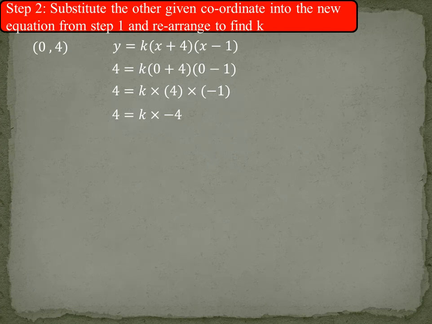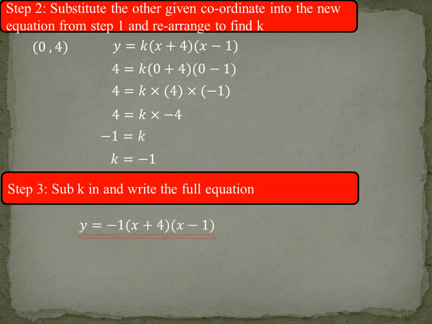Subbing in the other coordinate allows you to find that the value of k should equal minus 1, so you can then write the full equation. Or you could write it without the 1. You don't have to write the 1 part, just the negative value needs to be outside, which you could also multiply into the equation. So there are 2 or 3 different ways you could give that as a successful answer.